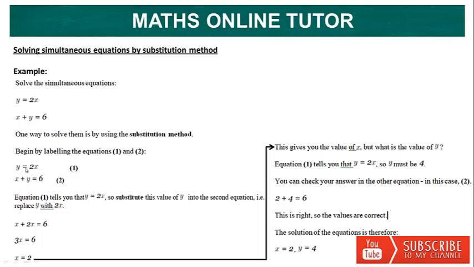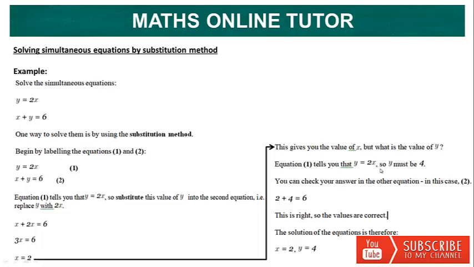Equation 1 tells me that y equal to 2x. So I can substitute y equal to 2x into the second equation by replacing the y. This means equation 2 will now become x plus 2x equal to 6. By simplifying x plus 2x, it will become 3x. 3x equal to 6. Therefore, x equal to 2. Now I can substitute x equal to 2 into equation 1. When x equal to 2, 2 times 2 is 4. Therefore, y equal to 4.